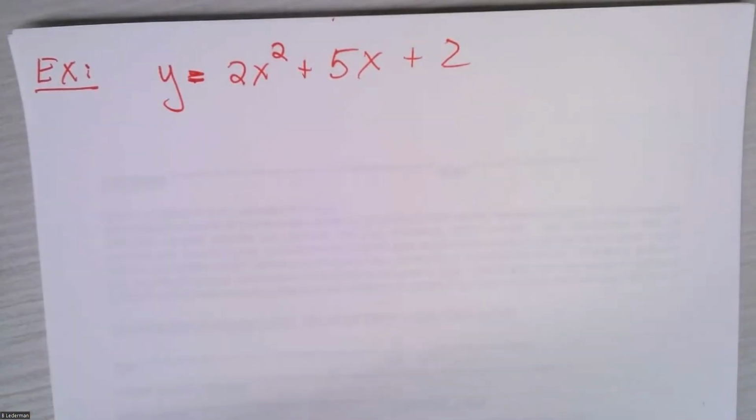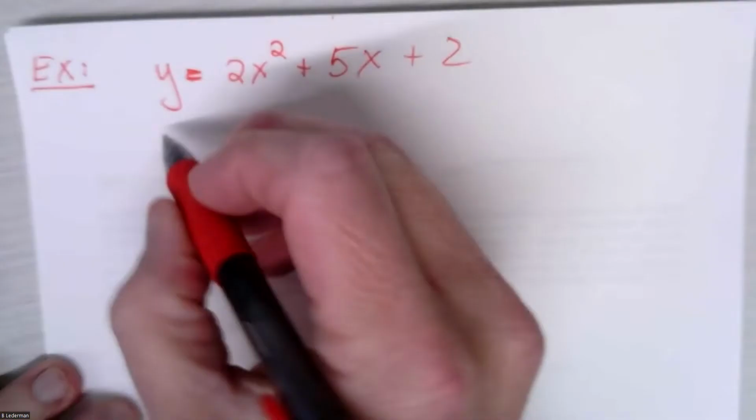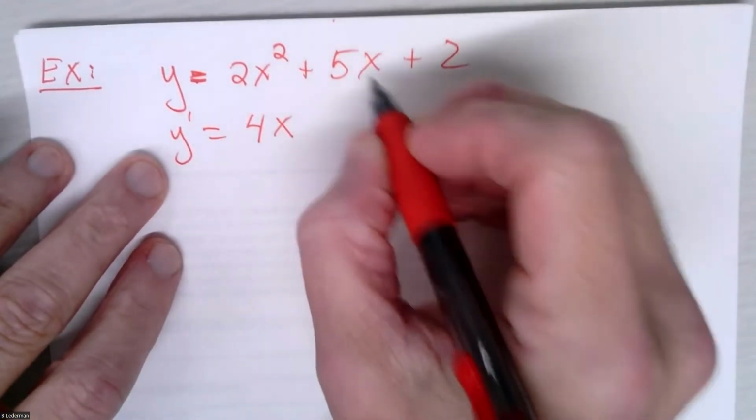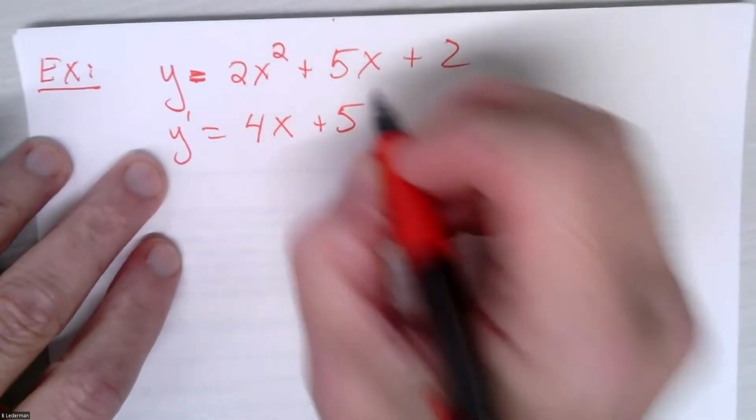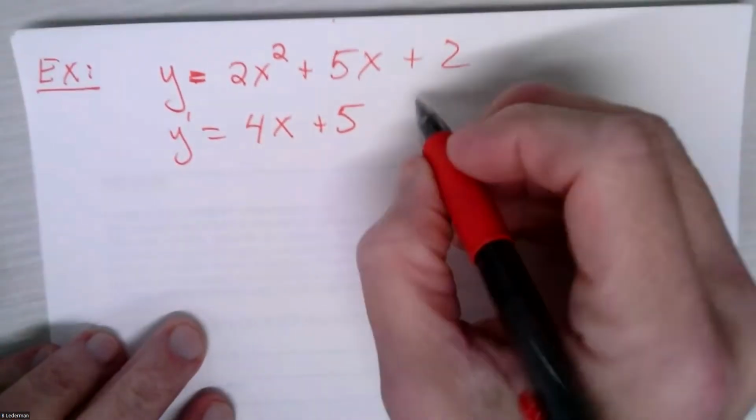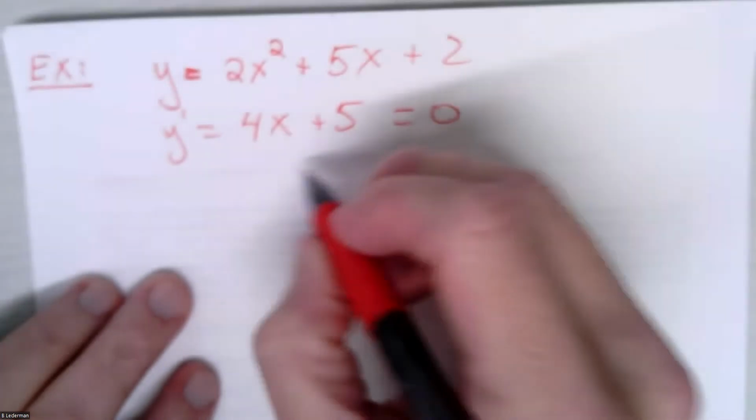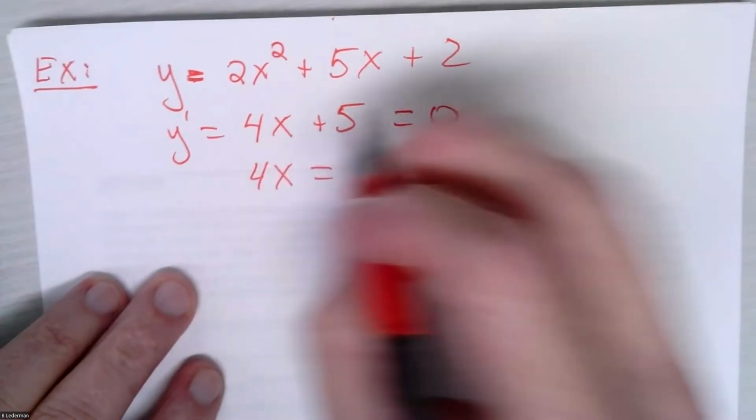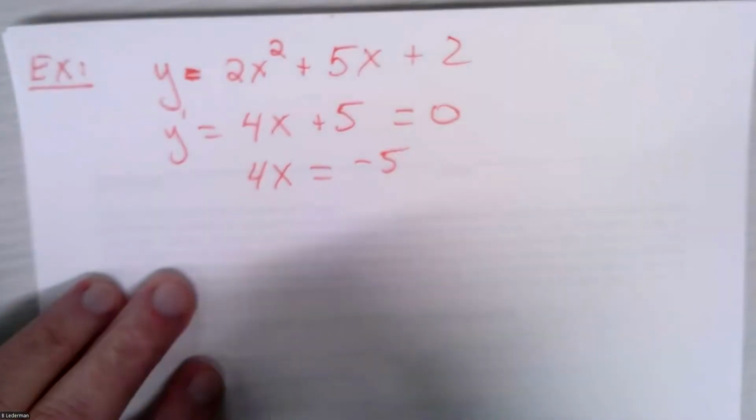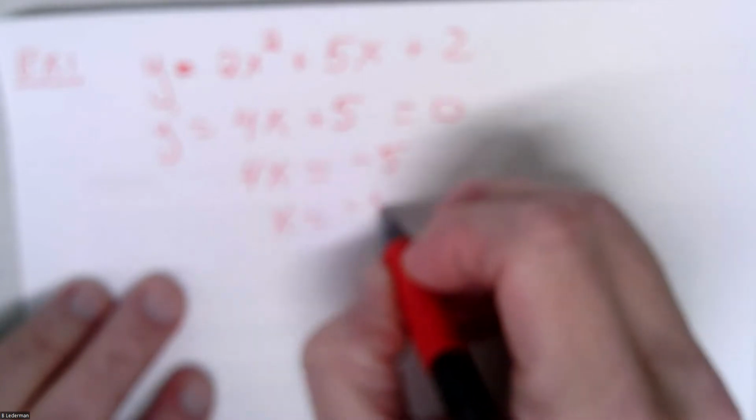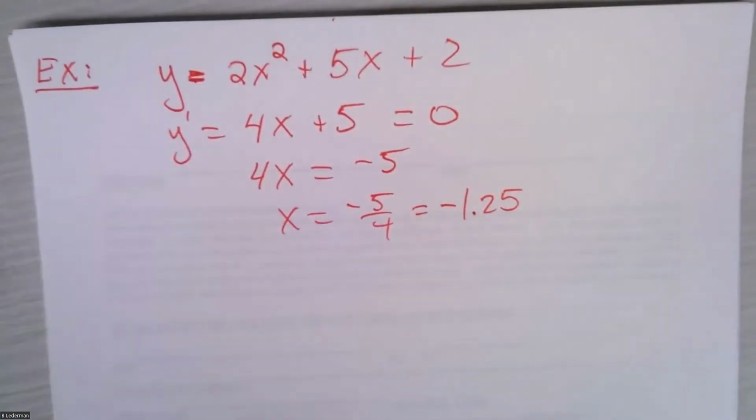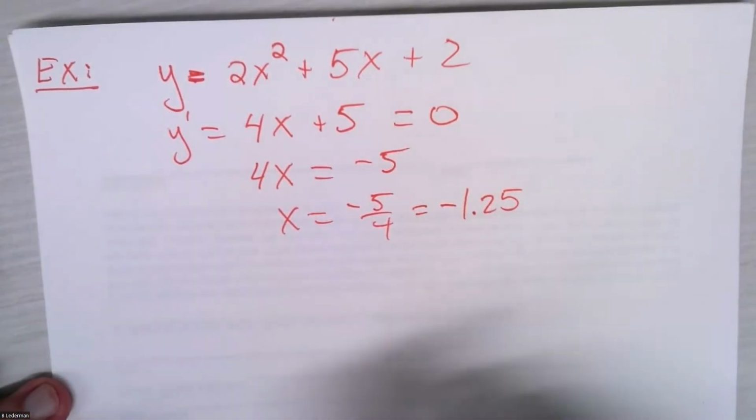Let's say we have a function y equals 2x squared plus 5x plus 2. Let's look at y prime. y prime is equal to 4x plus 5. Now we want to find the critical points, so we set this equal to 0. 4x equals -5, because I brought the 5 over to the other side, and x equals -5/4, which also equals -1.25. So that tells me this is a critical point.